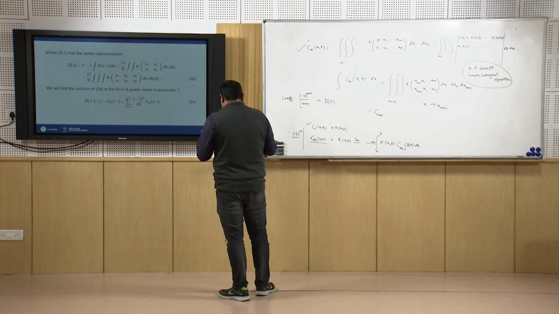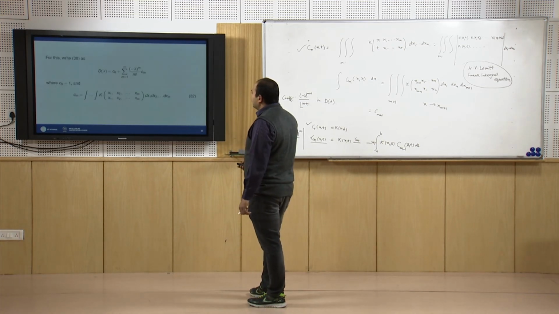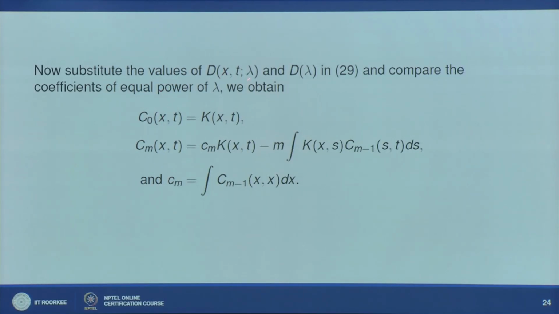So what we have obtained with this small calculation is the expression for D(x,t;lambda) and D(lambda). We can obtain C0(x,t) as K(x,t), and the capital Cm(x,t) satisfies this recurrence relation: Cm(x,t) is equal to small cm K(x,t) minus m times the integral of K(x,s) Cm minus 1(s,t) ds. You can also prove that small cm can be written as the integral from a to b of Cm minus 1(s,s) ds, as we have pointed out.